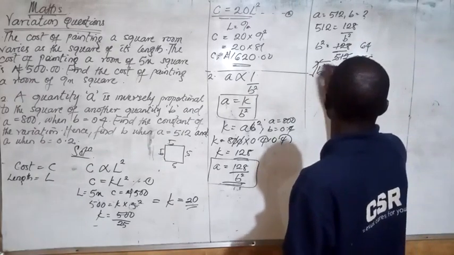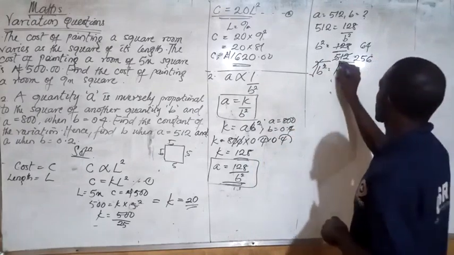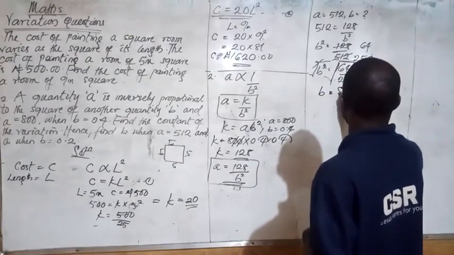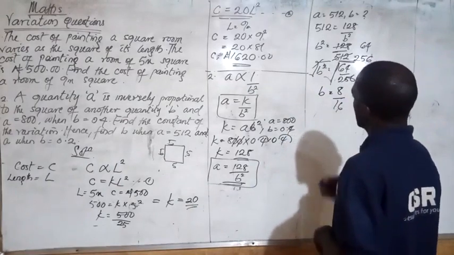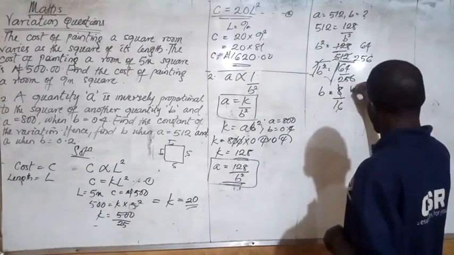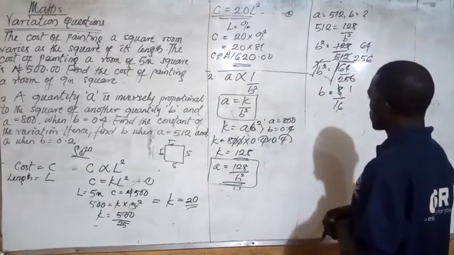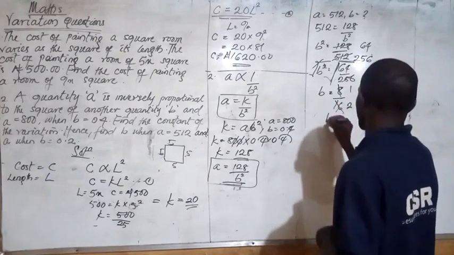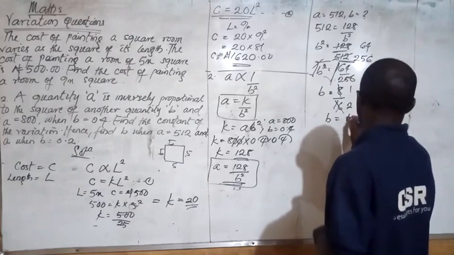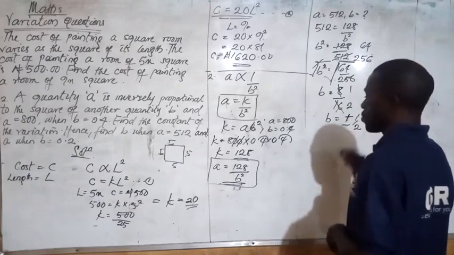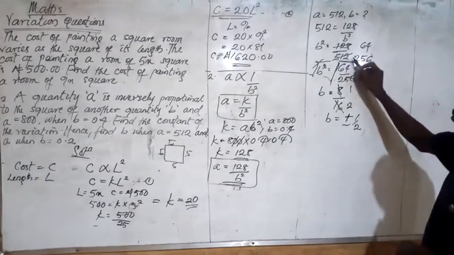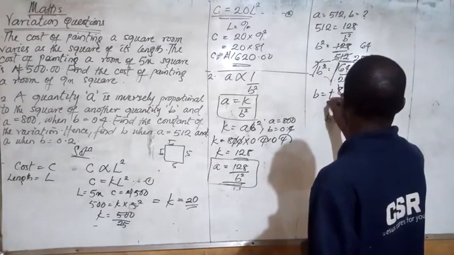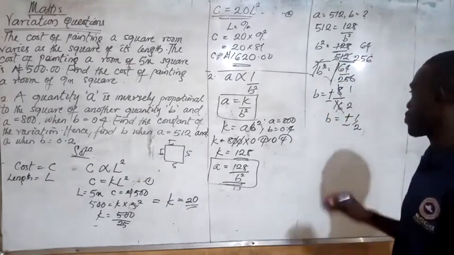So you can take the square root of both sides, and the square is going to cancel the square root here. The square root of 64 is 8, and the square root of 256 is 16. Then 8 takes care of 16 twice, so B will be equal to plus or minus 1 over 2, because, of course, we are taking the square root. So our answer is plus or minus 1 over 2.